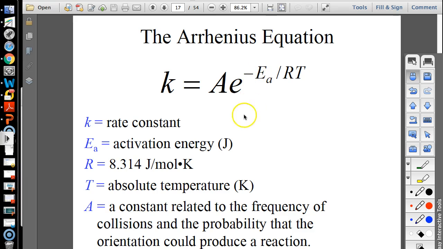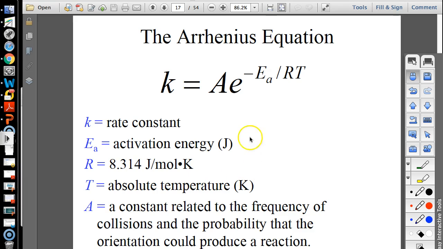You don't need to do this, but if you want to, in a minute you can choose to do that. But this A right here, it's related to how frequently and the orientation of the collisions. So it's basically how likely is it that the collision would make a product.